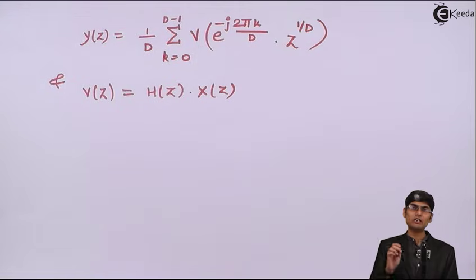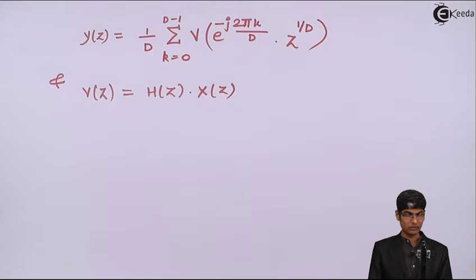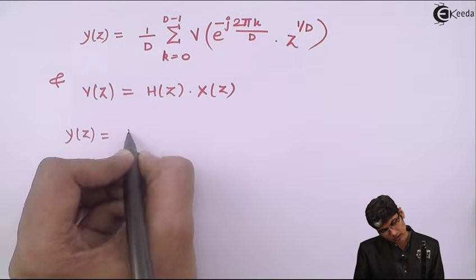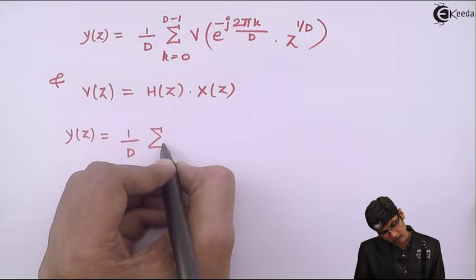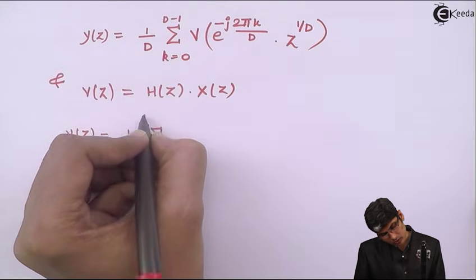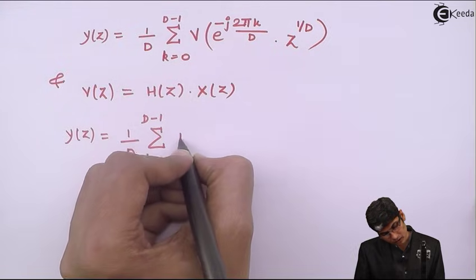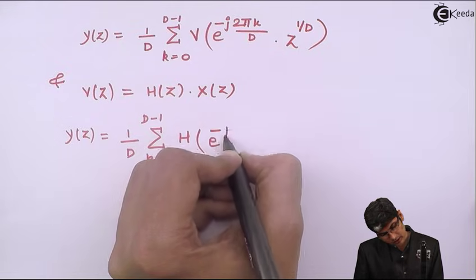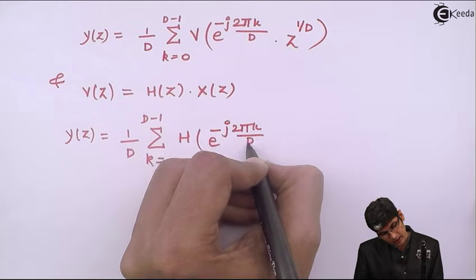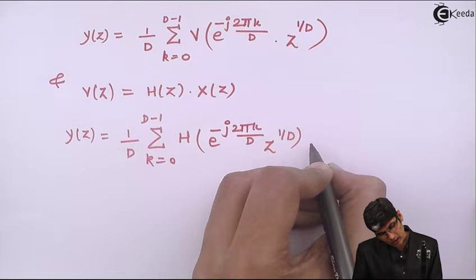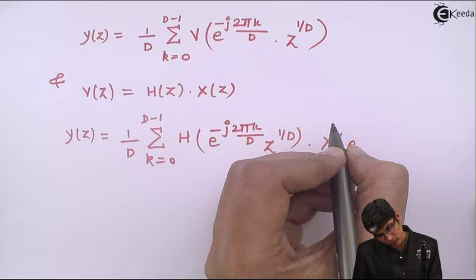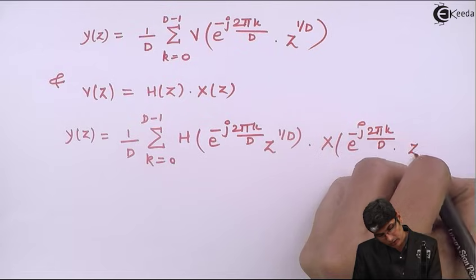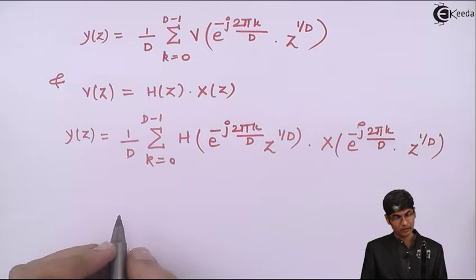The convolution property says that time domain convolution becomes multiplication in the frequency domain. So if I substitute that, my y of z will be equal to 1 over d summation k goes from 0 to d minus 1 of h of e raised to minus j 2 pi k by d into z raised to 1 over d, into x of e raised to minus j 2 pi k over d into z raised to 1 over d, correct?